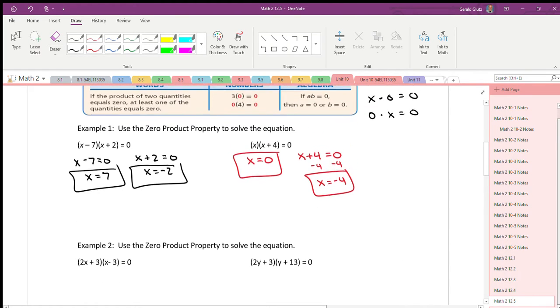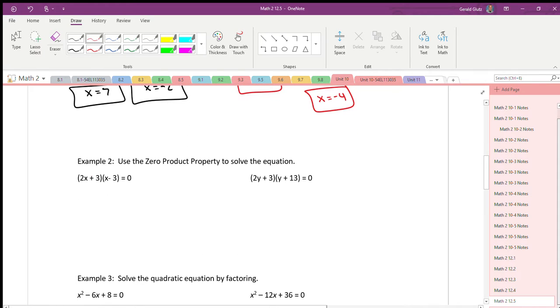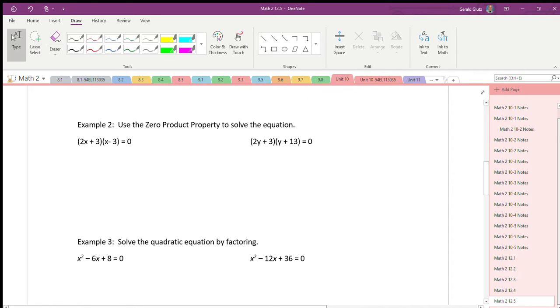Again, the zero product property says that if you're multiplying two things and one of those things is 0, no matter what the other one is, your answer is going to be 0, which is what we always want because these are equal to 0.